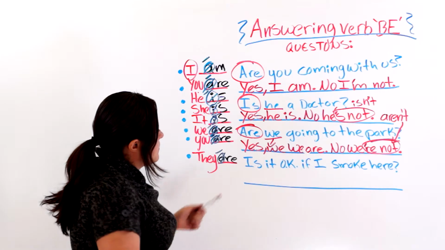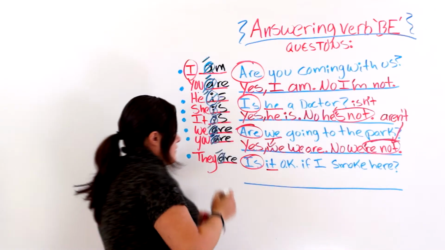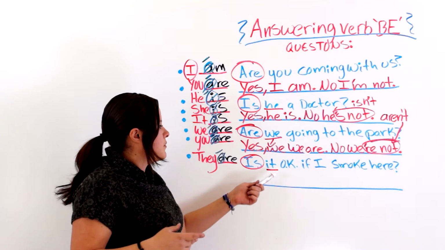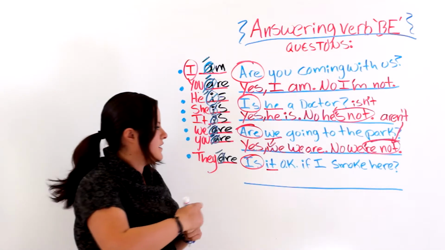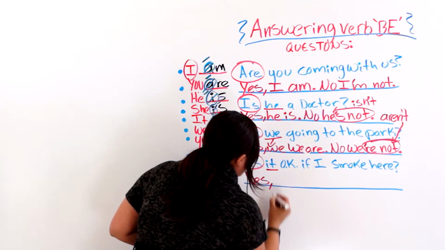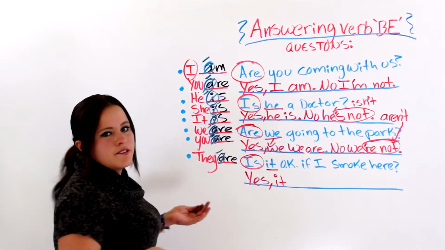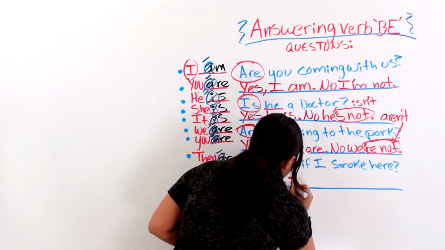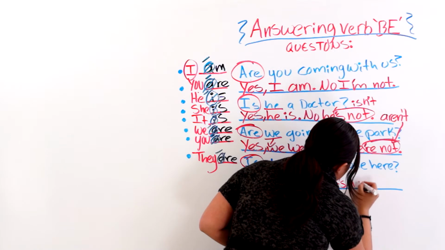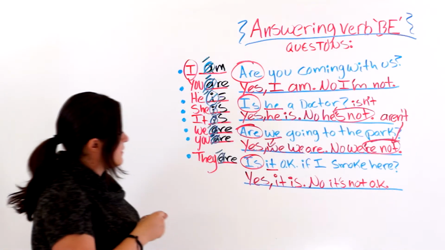Anyways, the next one. Is it okay if I smoke here? Okay. This is a personal pronoun, verb be. I know you're not talking about something, right? Is it okay? You're not talking about an animal or a thing, but you're talking about the situation, right? Is it okay if I smoke here? You still have to say what? If you're okay with it, you're gonna say yes. What? Yes, it, what? Is. Or answer negatively, no, it's not. You could also complement it. No, it's not okay. It bothers me, okay? That's one way to do it.